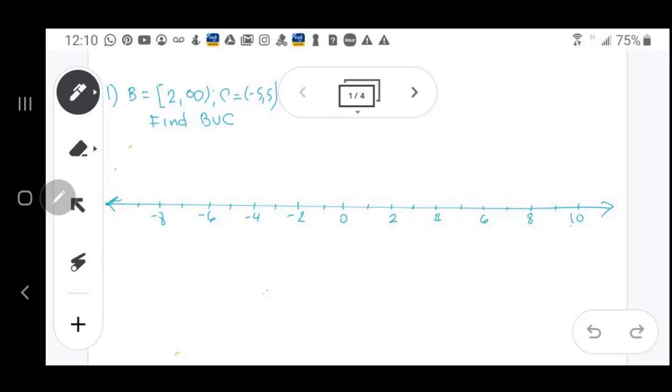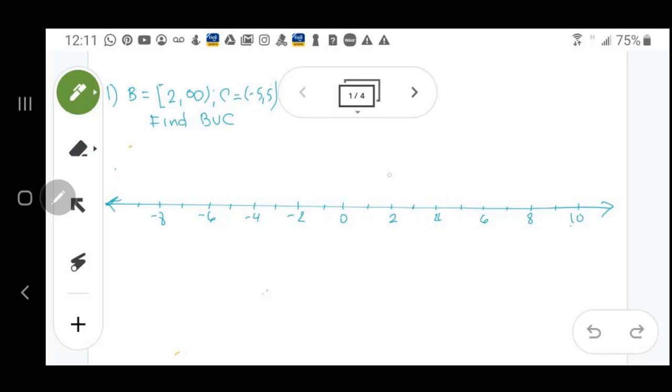Remember that the union of two intervals is the set of numbers, or the interval that includes elements or numbers in B, numbers in C, or both. So we're going to put together all the numbers in B and C. So let's see what will be the graph of the interval B. The interval B begins at 2. So we're going to graph B and C above, and the union is going to be on the line.